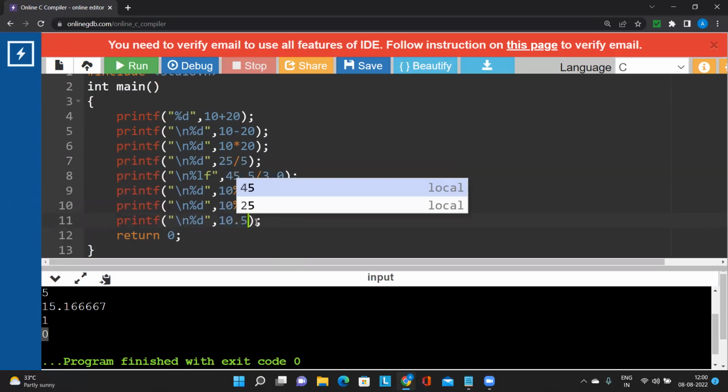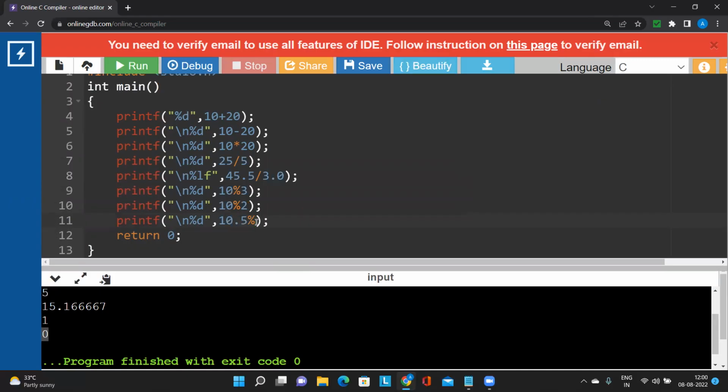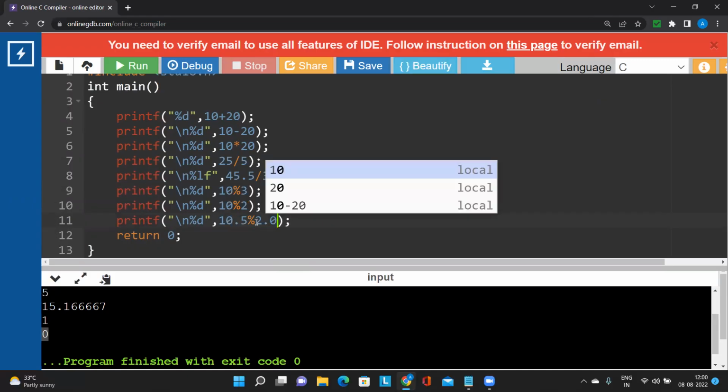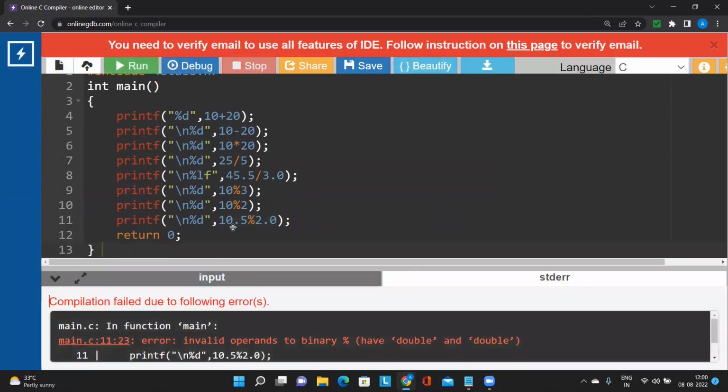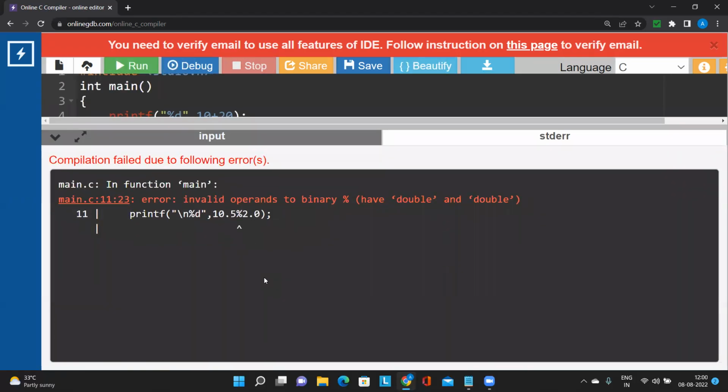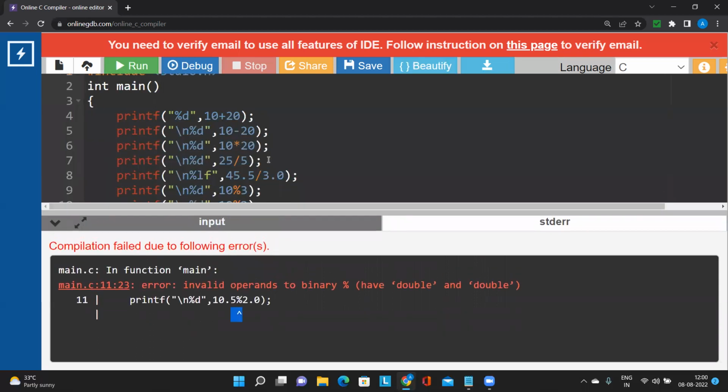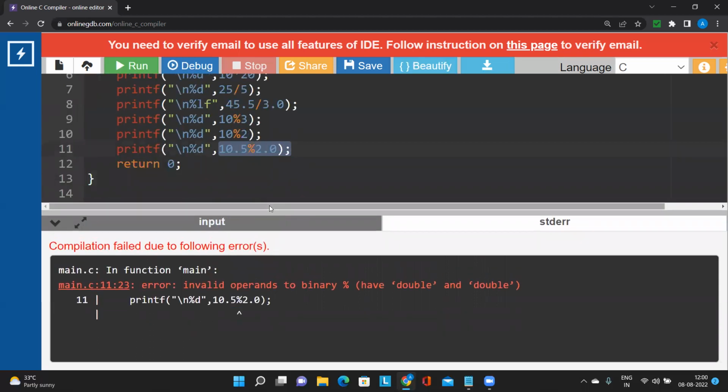Okay. So I'm saying 10.5 modulo 2.0. Okay. Now let me run this program. See what happens. It is not running at all. It is throwing me a compilation error. So the error is a compilation fail. What is the error? See which line it is pointing to, line number 11. What is there in line number 11? Line number 11 is having this modulo operation.